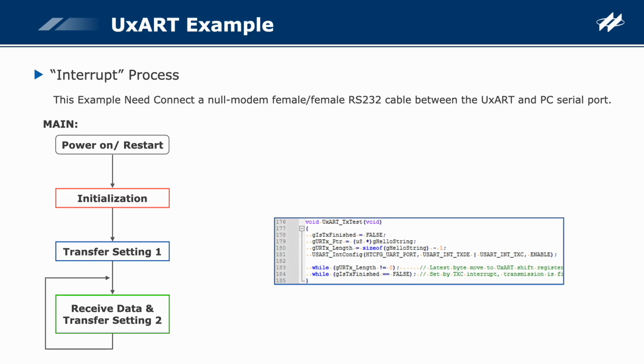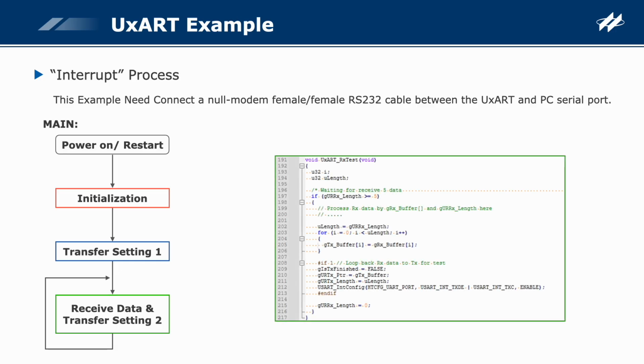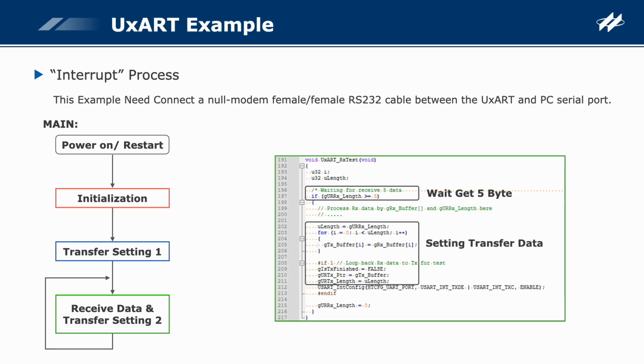Transfer setting 1 part steps are as follows. 1. Set the transfer data. 2. Enable the TX-related interrupts. 3. Wait until the transfer is complete. Receive data and transfer setting 2 part steps are as follows. 1. Wait until 5 bytes have been received. 2. Set the received data as the transmitted data. 3. Enable the TX-related interrupts.